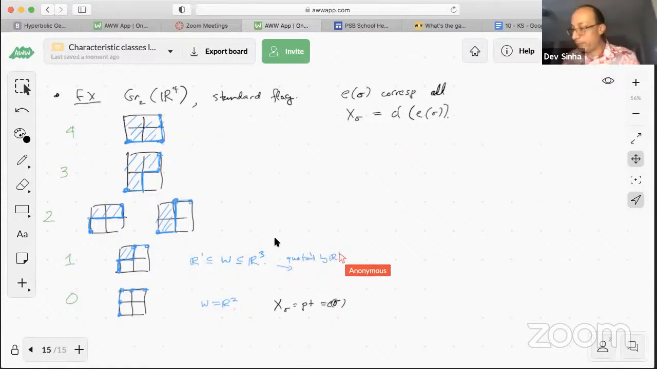by R1 of this, and I get a line in R2. And we see that this is a copy of P1. The cell would just be, P1 is of course S1. The cell is the interior of the interval before you take the quotient of the two endpoints to make S1.